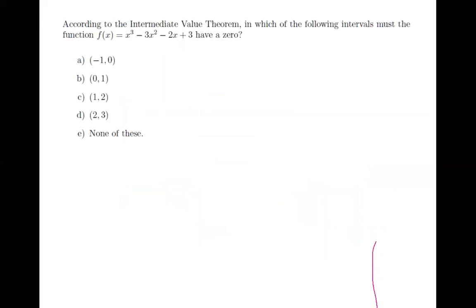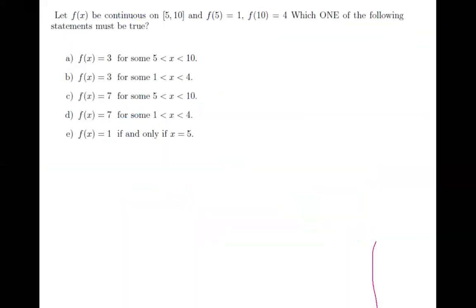Let's see, I have two questions. Okay, let's look at this one. This one is a little, we have to be really careful because that's a little bit for some x's. Okay, let's see if we can answer this question. Let function f of x be continuous from 5 to 10. The value at 5 is 1, the value at 10 is 4. Which one of the following statements must be true?